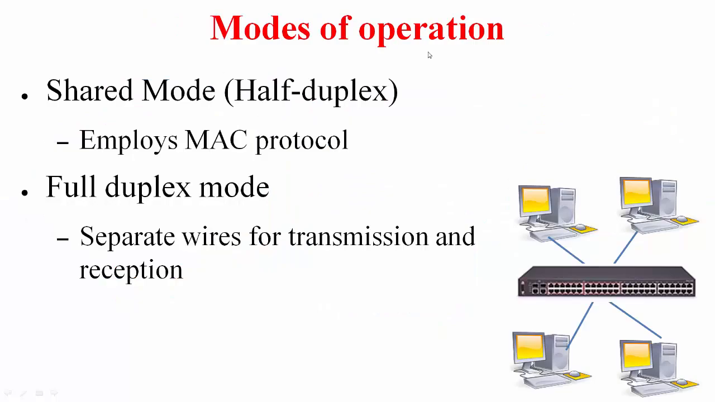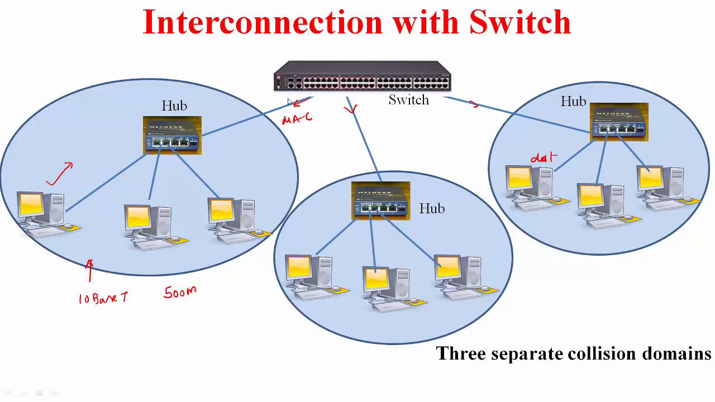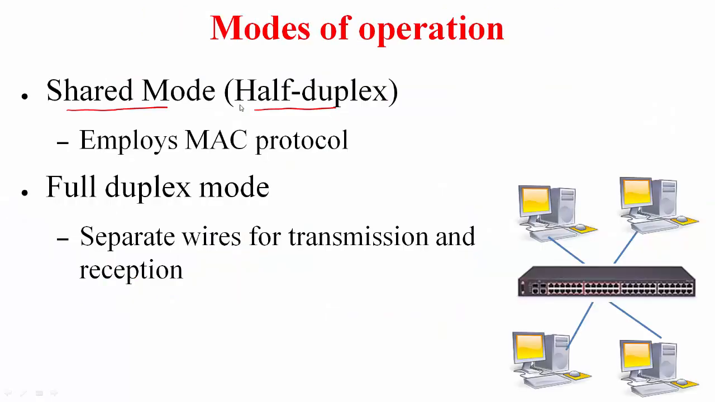When you employ switches, there are 2 modes of operation. One is the shared mode, which is also called half duplex mode, and in this mode you employ the media access control protocol CSMA-CD. So this is an example where the switch is operating in a half duplex mode. A switch can also operate in a full duplex mode. In full duplex mode, each station is connected to the switch using 2 pairs of wires, one for transmitting and one for receiving. Basically, this link is going to be a full duplex link.